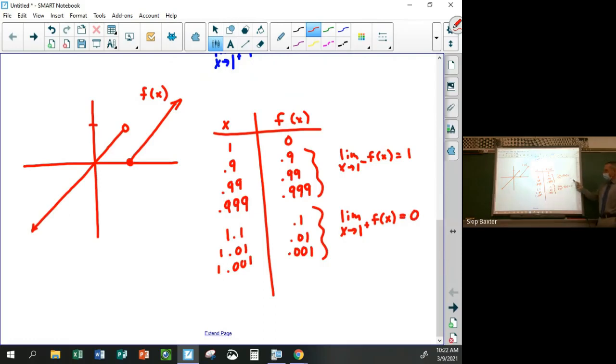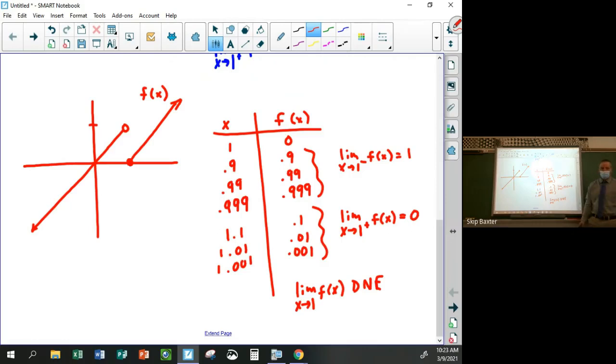So since the one-sided limits are different, 1 from the left, 0 from the right, I would be able to say that the limit as x goes to 1, no superscript, of f of x does not exist. Because from the left and the right, I'm going to different places.